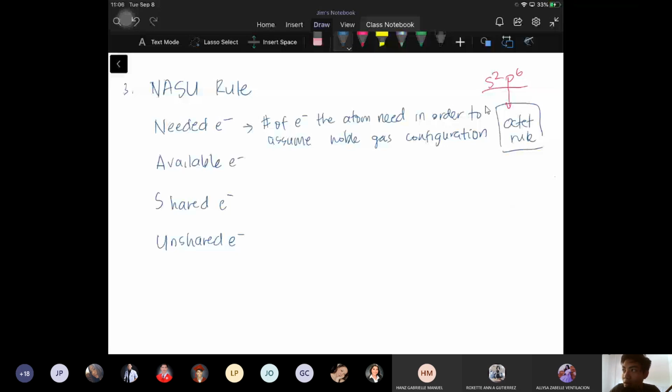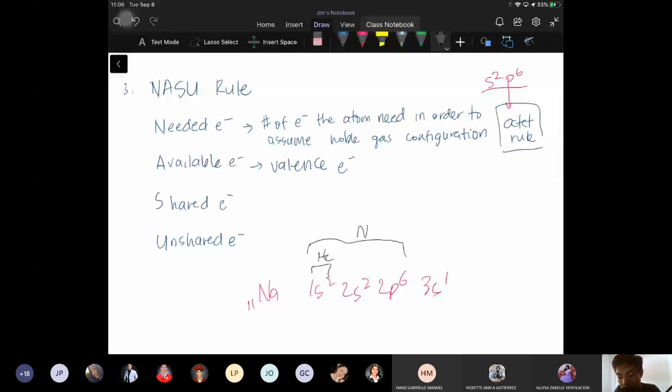Meron na lang tayong available electrons. So, when we say available electrons, this pertains to the valence electrons. Question, how are we going to predict the valence electrons? You can do yung ginawa natin kanina. For example, you have sodium 11, 1s2, 2s2, 2p6, 3s1. Kunin mo yung mga noble gas na kaya niya gawin. Helium, ano pa? Ito, neon. So, you can condense that as neon, 3s1. Itong nasa labas, that is your valence electron.